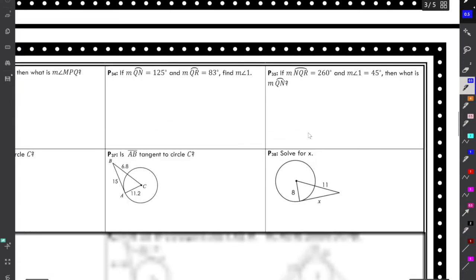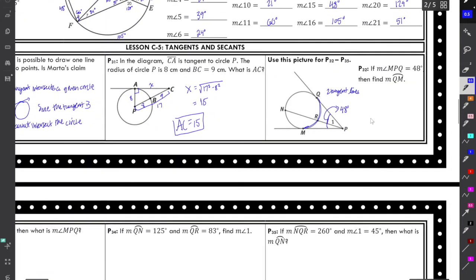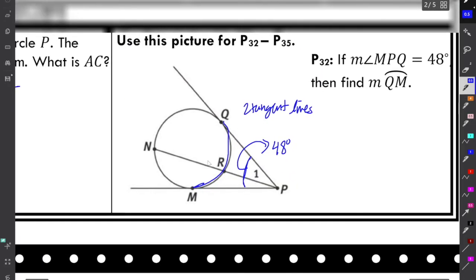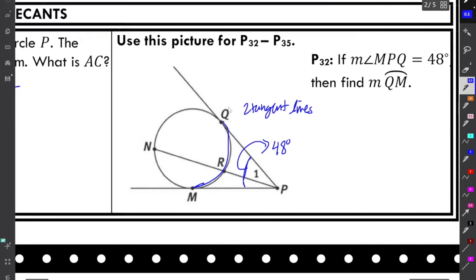So, anyway, go back to our problem. Since I know that this 48-degree angle is supplementary with arc QM, we can find the measure of arc QM by just doing 180 minus 48, and we get that it's equal to 132 degrees.